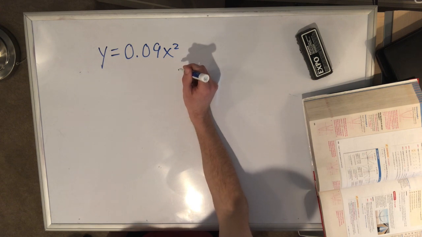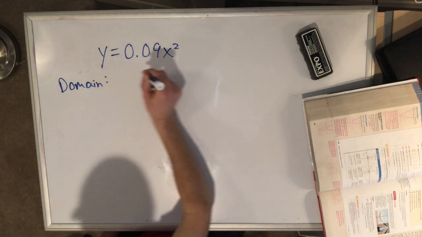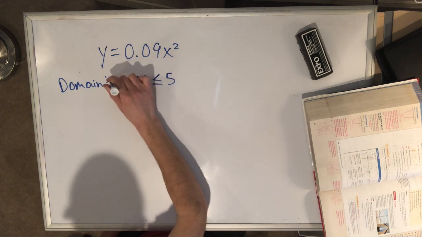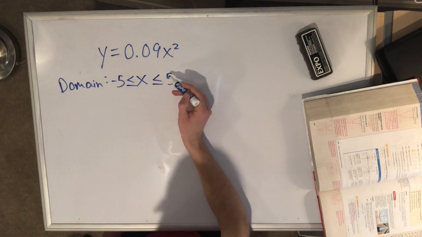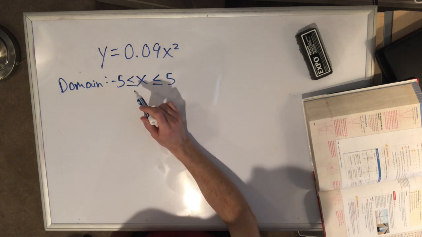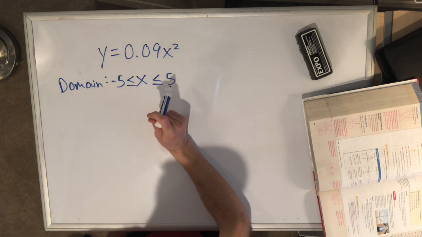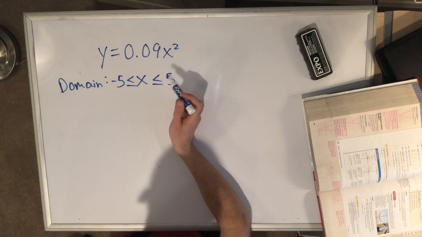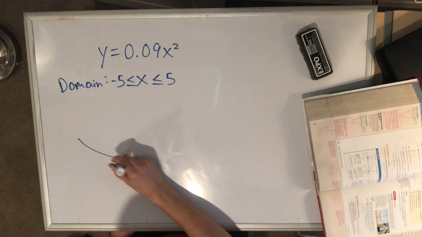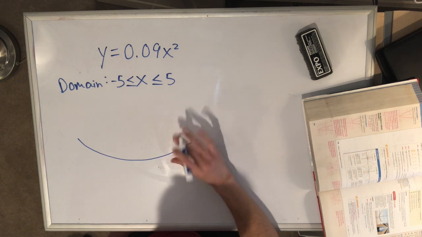So the domain is x is less than or equal to positive 5 and greater than or equal to negative 5. So we can only substitute in numbers between negative 5 and 5 for x, because the reflective surface extends 5 meters on either side of the origin, on either side of the lowest point of the parabolic reflective surface of the trough.